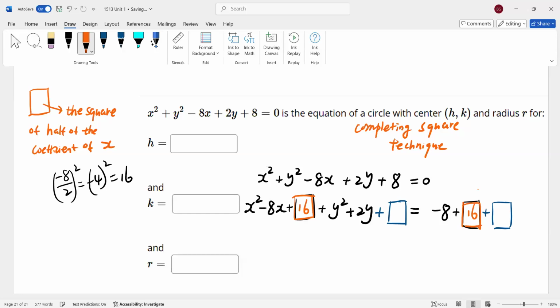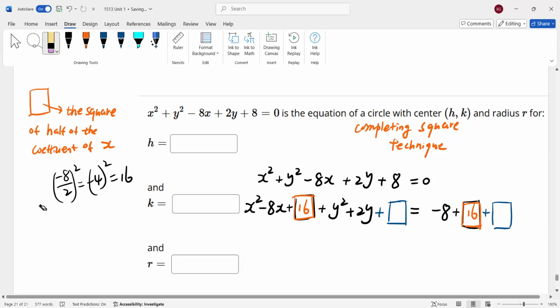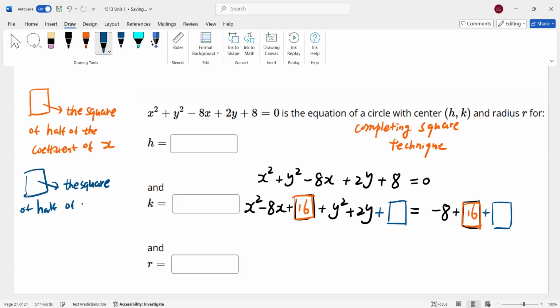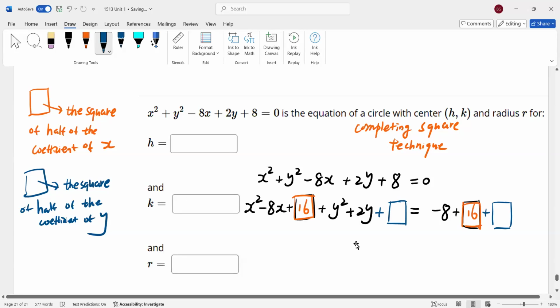We're going to do the same thing to the right side. All right? Okay. I'll show you why. Why is 16? And in the blue box, we're going to put a number. And what number is going to go inside the blue box? The number going to go inside the blue box is the square, same with earlier, okay? The square of half of the coefficient of y.